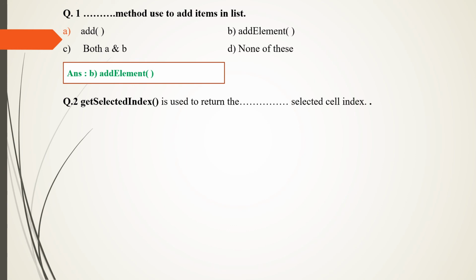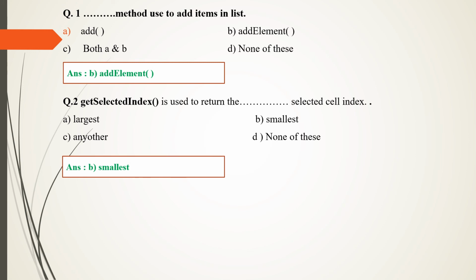Second question: getSelectedIndex is used to return which selected cell index? First option largest, second option smallest, third option any other, and last option none of these. The answer of this question is smallest.